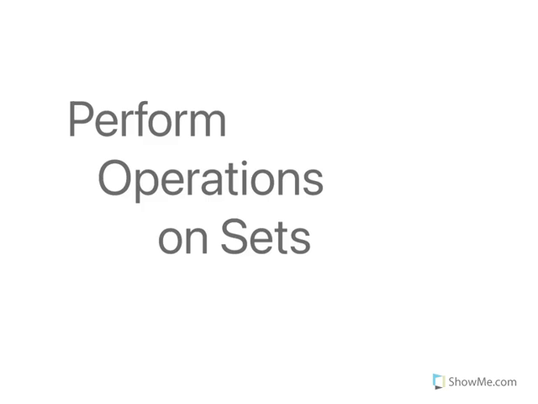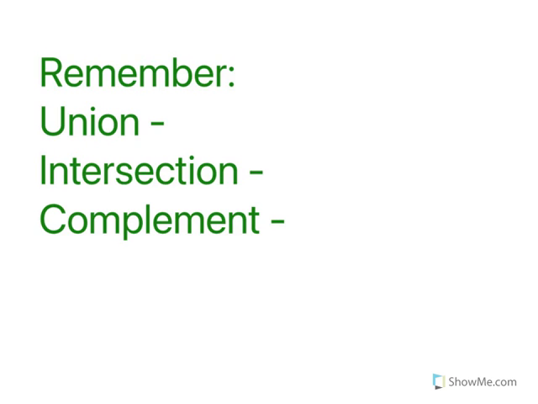Perform operations on sets. All right, so first let's remember our three terms, what they look like and what they mean. So the union is going to look like a U, and this means or. So this or that. Intersection looks like an A without the bar across the middle, and it means and. This and that. It's the shared elements.